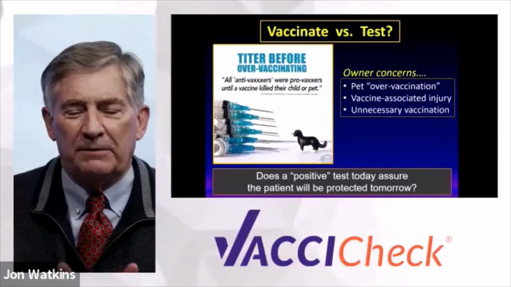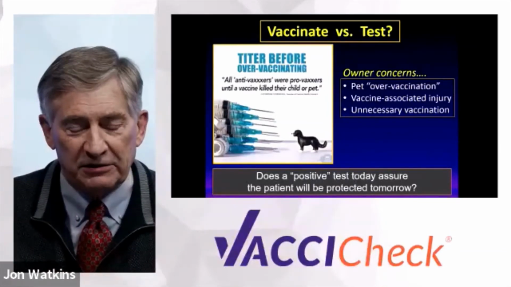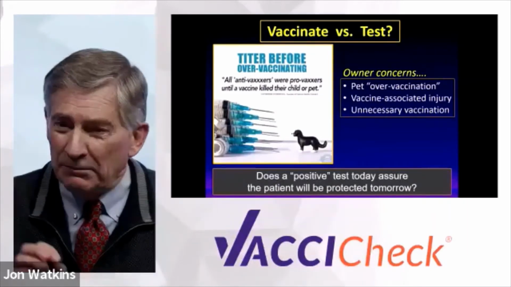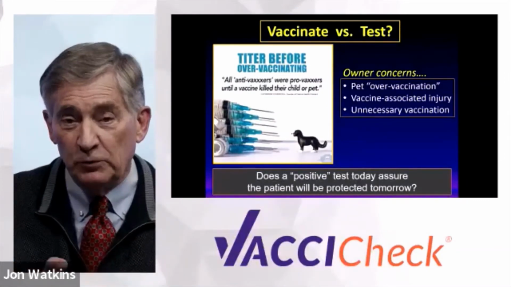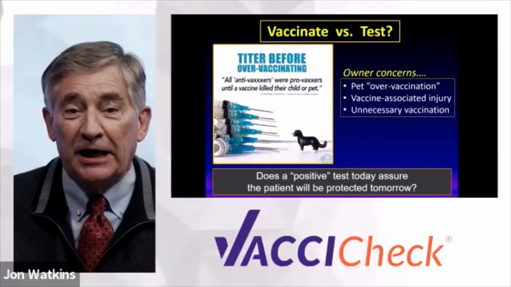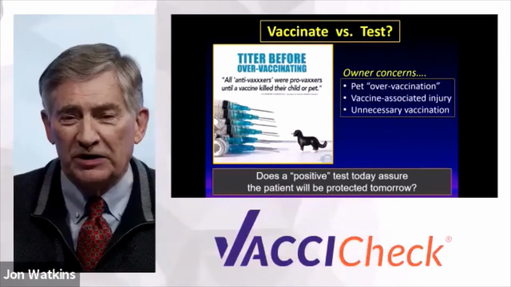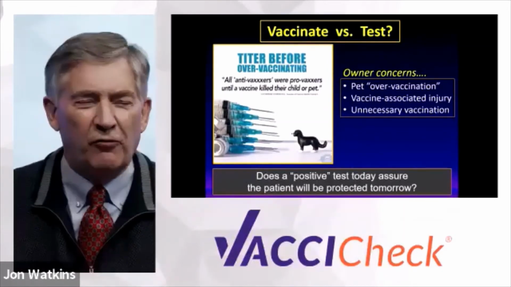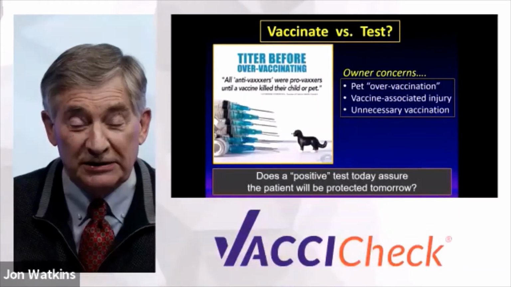A positive antibody test today means the patient is, in fact, protected for distemper, parvovirus, and adenovirus. But it also tells you something else. It is a sentinel test, if you will, for memory. In other words, if they've made antibody, they must also have memory. And these are B cells sequestered in germinal centers of lymph nodes that are going to remember for many years, probably for life, for the antigens we're discussing.